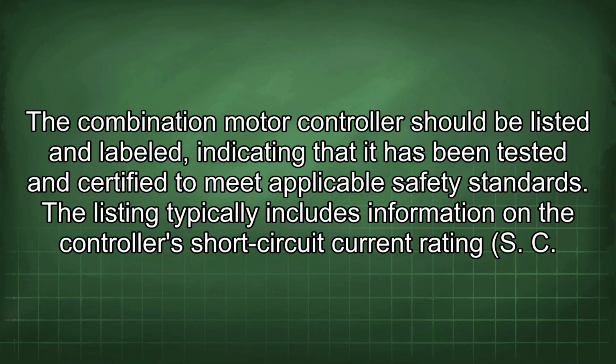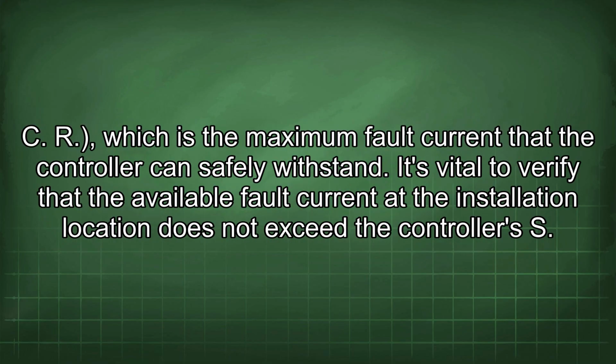The combination motor controller should be listed and labeled, indicating that it has been tested and certified to meet applicable safety standards. The listing typically includes information on the controller's short circuit current rating, S/C/R, which is the maximum fault current that the controller can safely withstand. It's vital to verify that the available fault current at the installation location does not exceed the controller's S/C/R.